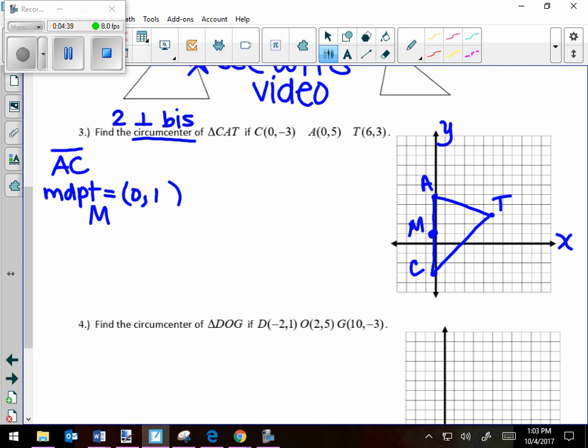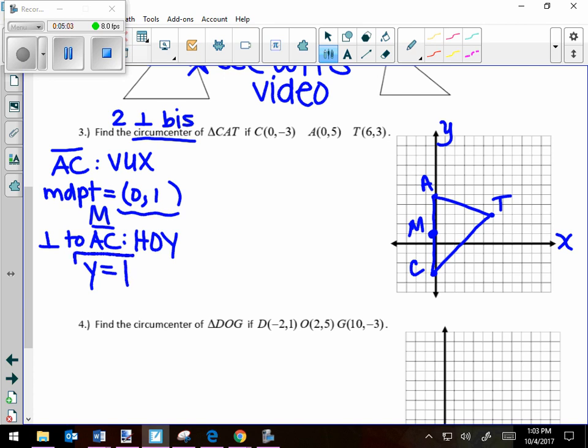If that is the midpoint, and it's the midpoint on a vertical line, the line that's perpendicular to AC must be a horizontal line. And the horizontal line we know starts with y equals, and it has to pass through the point (0, 1). So I'm going to steal the y coordinate from that point. So my first perpendicular bisector is going to be the line y equals 1. I'm going to draw it just like this.